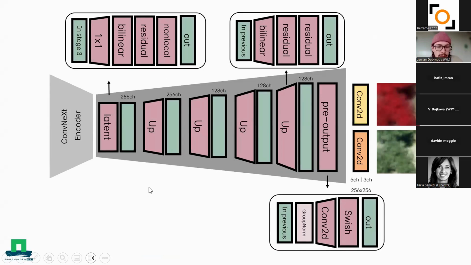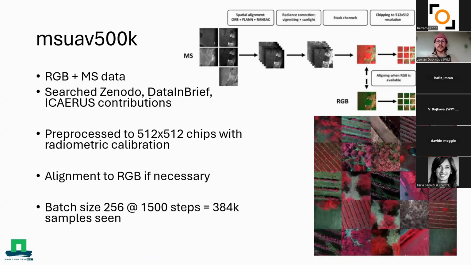This is the decoder side. It's a VQ GAN decoder. Doesn't matter. This is all done. This is not that interesting. Then our data set.